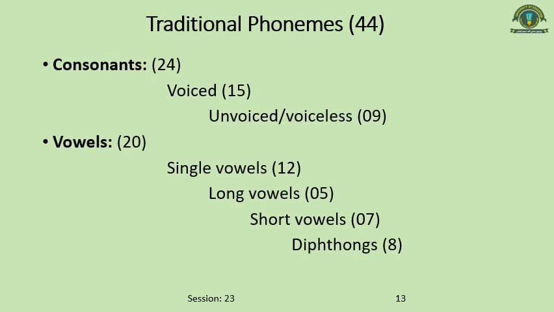When we talk about vowels, remember, there are three categories. Two are in front of you, pure vowels and diphthongs. Total 20 vowel sounds. 12 are pure vowels, single vowel sounds, and out of 12 we have 5 long vowel sounds and 7 short vowel sounds. And the next category is the diphthong, or double sound. There is a glide like A, I, oi, okay?